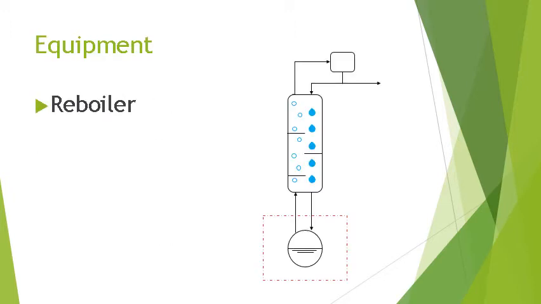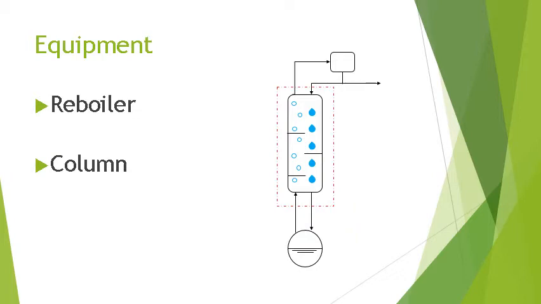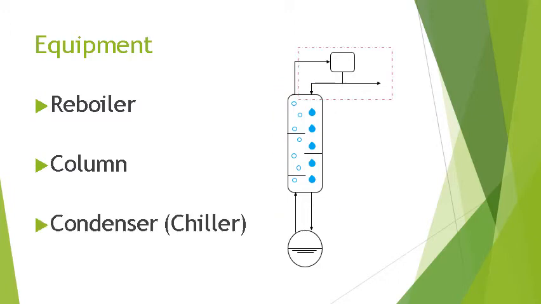Now to the equipment used. The reboiler is used to heat the ethanol and water mixture. A column is also used. This has plates inside to ensure that the vapor mixture reaches equilibrium. The column pressure is set to 1 atm. The condenser, or the chiller, is used to condense the vapor. This can be adjusted to be a partial or total condenser by turning the valve.